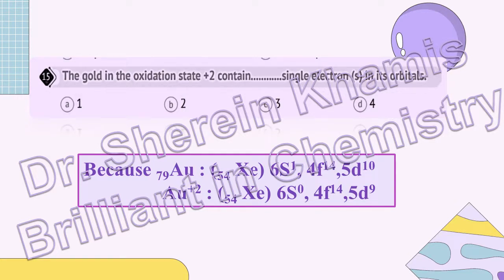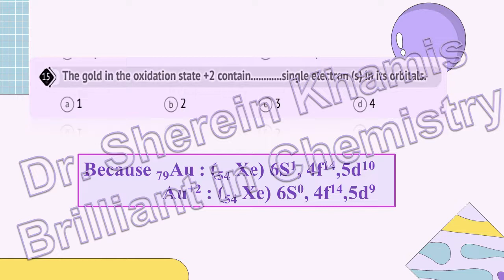We have Au plus 2, containing xenon 54, and also 6s0, 4f14, and the last one here will be 5d9. So it loses 2 electrons and its oxidation state is plus 2. So we have here only 1 electron. We want to know the number of electrons that we lose. Oxidation number plus 2, so we lose 2 electrons.